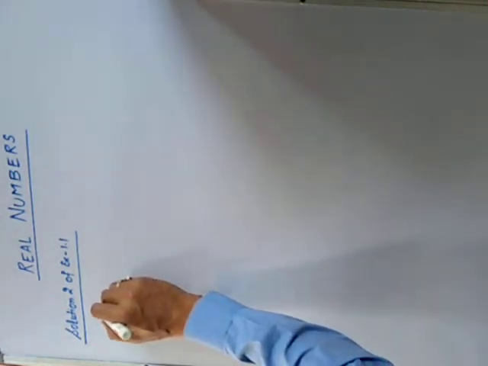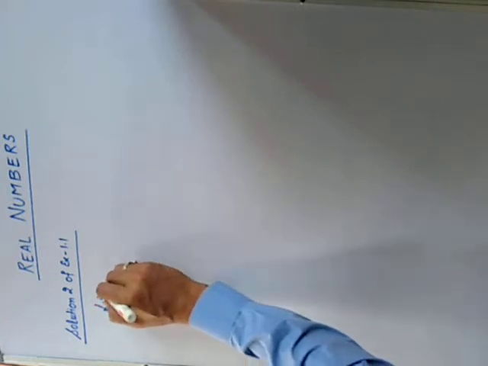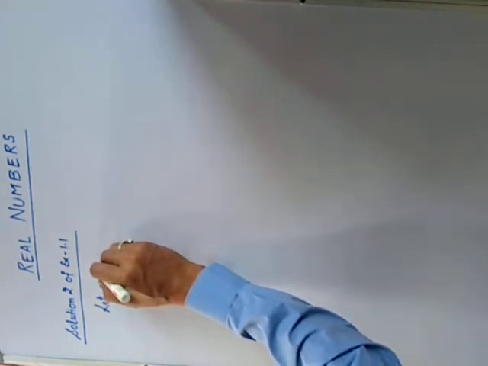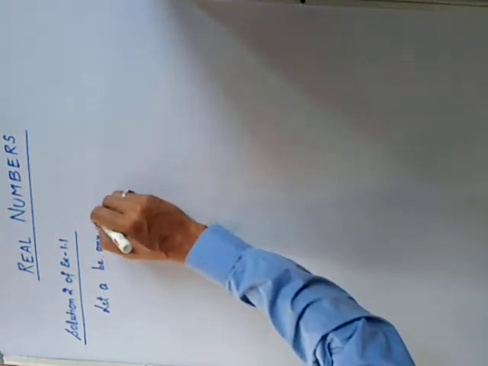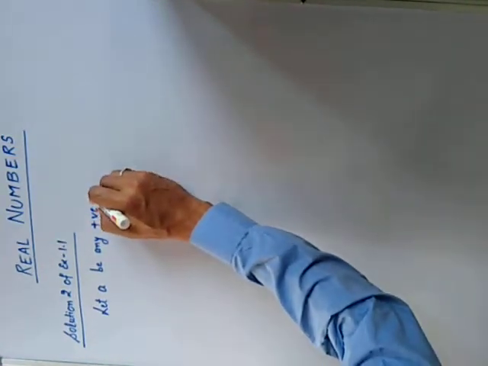Question is, show that any positive odd integer is of the form 6q plus 1 or 6q plus 3 or 6q plus 5, where q is some integer. Now, solution is, we have to take, suppose that, let a be any positive odd integer.